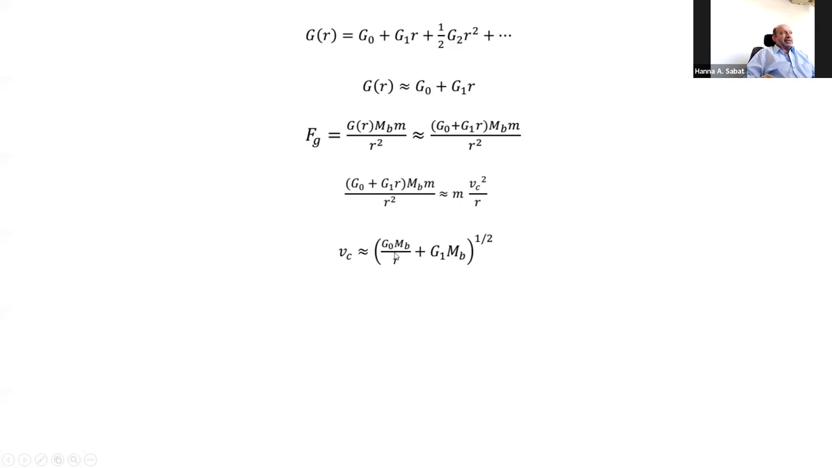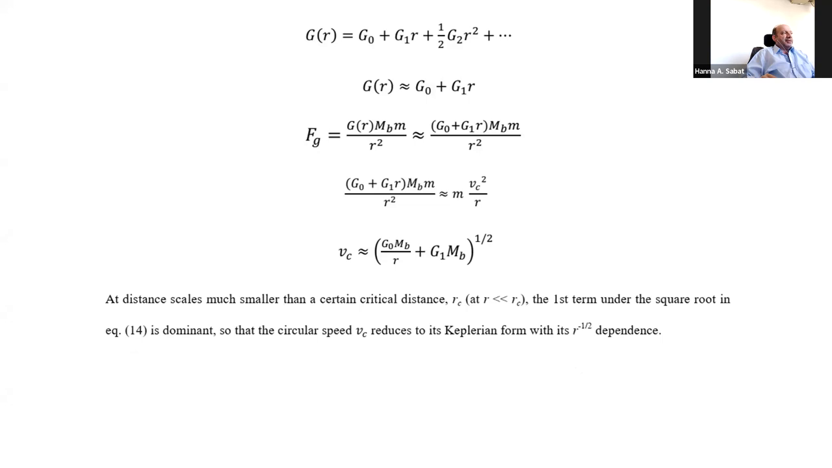Of course, when distances are small, the left term is much larger than the right term, and we get the classical Newtonian regime. But at very large distances, as I said, R equals 10 to the power of 20 or larger, the right term will dominate and the left term will become negligible. And we are in the new regime, the modified regime. So this is the basic idea.